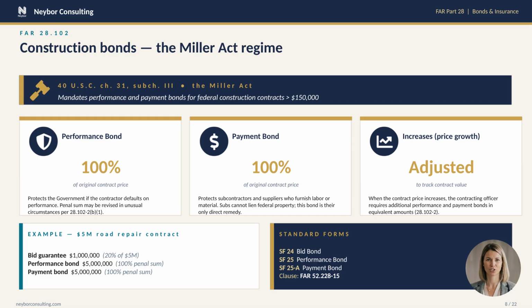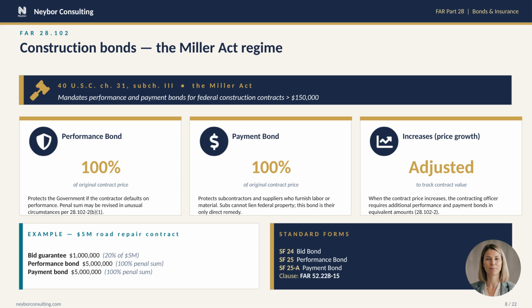The 3 cards in the middle show what those bonds look like. Performance bond at 100% of the contract price. Payment bond also at 100%. And, critically, when the contract price goes up through change orders, the contracting officer requires additional bonds in matching amounts. Sureties don't automatically follow you up. They want a fresh write-up for each price increase.